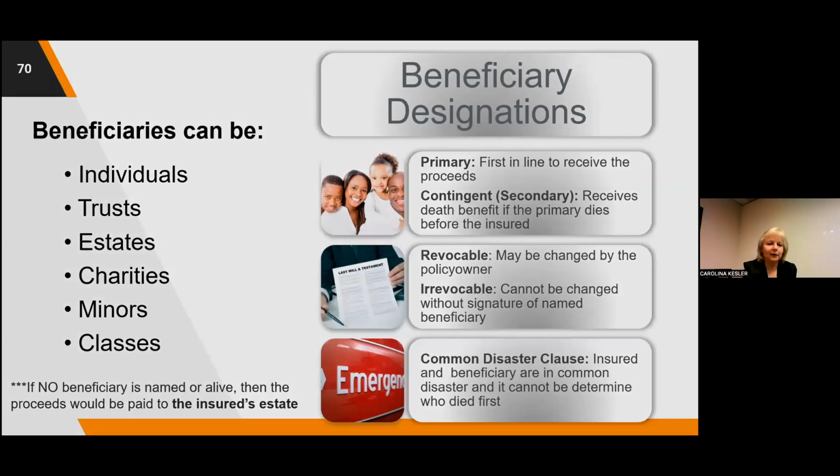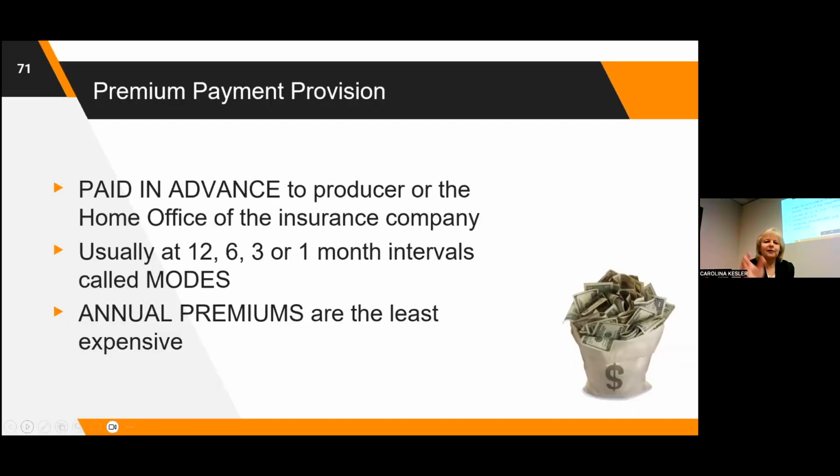It's ridiculous. Premium payment provision: it's paid in advance to the producer or the home office of the insurance company, usually at 12, 6, 3, or 1 month intervals called modes. If you see mode or modal premium, if you see the word frequency, those two go together. How often do they pay? Every month, every 3 months, 6 months, every year? So that's what you want to do.